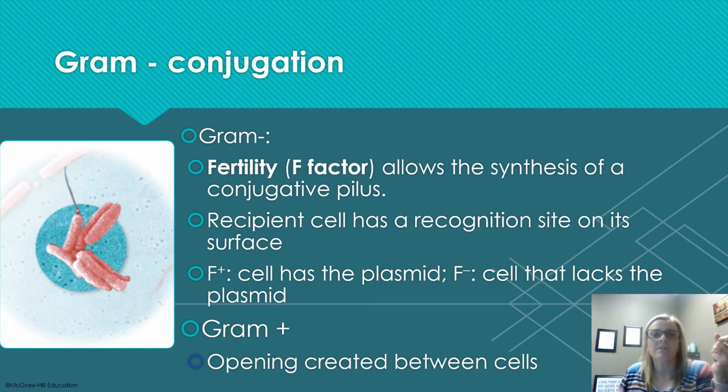Now, in gram-positive conjugation, basically there's just an opening created between 2 cells that are nearby, that are adjacent. The replicated DNA is going to pass across from one cell to another. Conjugation is a conservative process where the donor bacterium retains or conserves a copy of the genetic material being transferred.